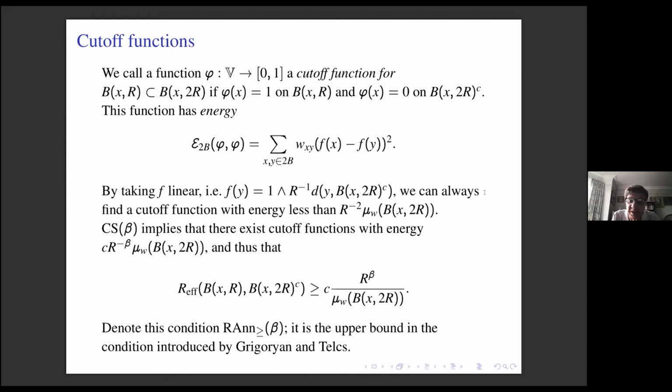By taking the function linear, it turns out that one can always find a cutoff function with energy less than r to the minus 2 times the measure of the ball. The CS beta inequality implies that there exist cutoff functions with rather smaller energy, with energy r to the minus beta. Remember, beta is bigger than or equal to 2. And it follows that the effective resistance across this annulus is going to be bigger than a constant times r to the beta over mu, the measure of the ball. And you've actually met this before in the second lecture. This is one half of the condition introduced on resistance of annuli, the condition introduced by Grigor'yan and Telcs.